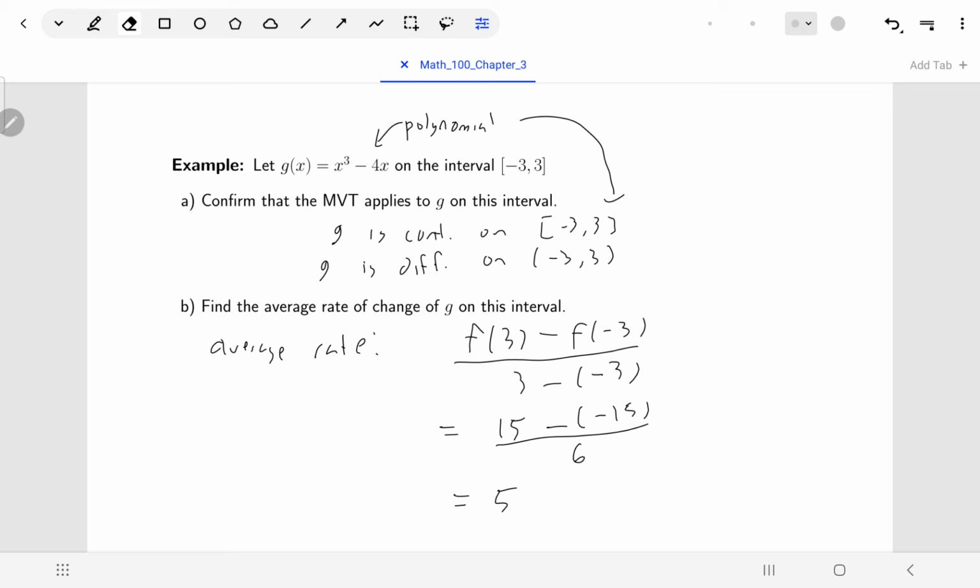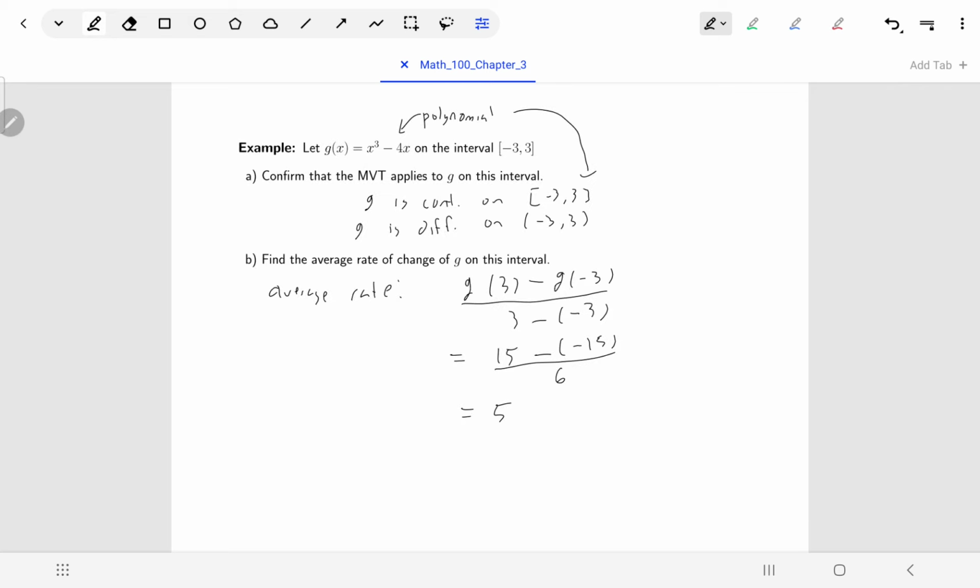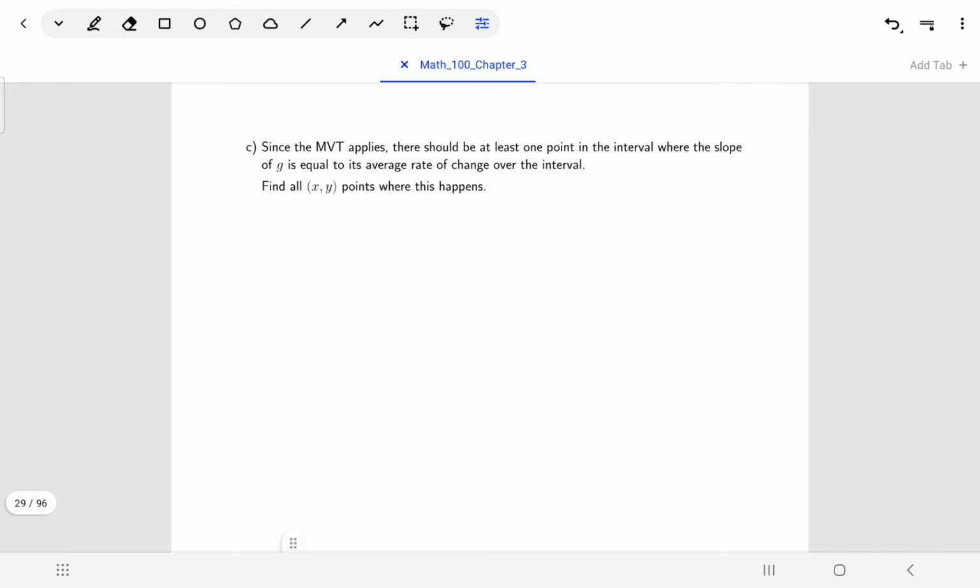I just realized it said g, so I really should say g of rather than f of. Let me just fix that. There we go. So our average rate of change is 5 over that interval, and of course, the mean value theorem applies, so somewhere on that interval we should also have a place where the instantaneous rate of change is 5, or in other words, where the derivative is equal to 5. That's exactly what we're going to try to find here.